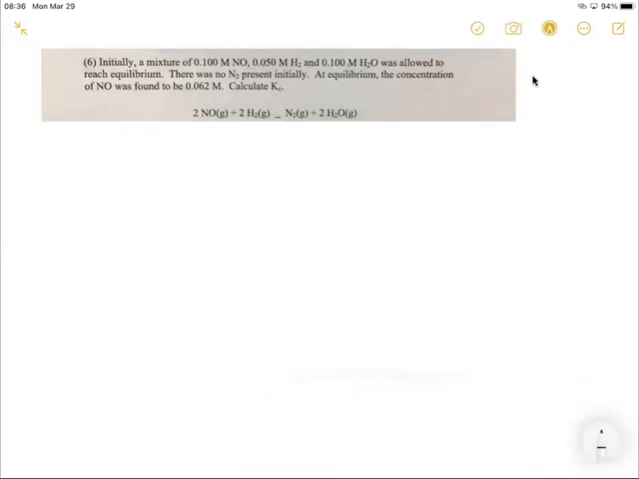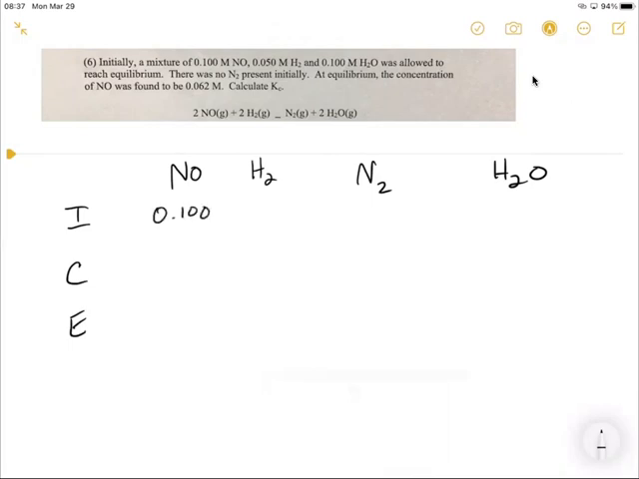So, first thing we want to do again is set up our ice table. So here we have NO, we have H2, we have N2, and we have H2O, and I, C, and E. So they've given us all of the initial concentrations. So NO is 0.100, H2 is 0.050, N2 they said was zero concentration, and H2O 0.100.